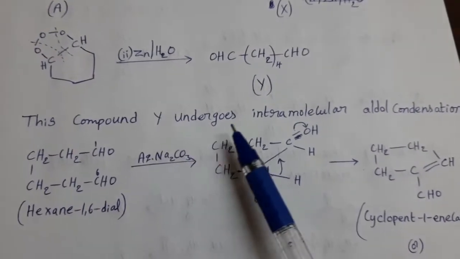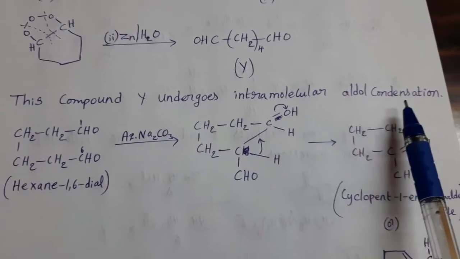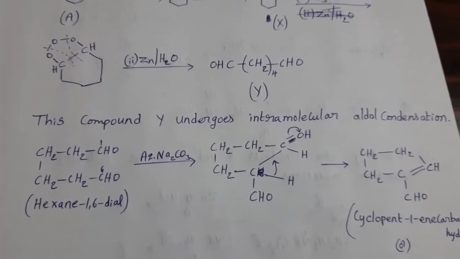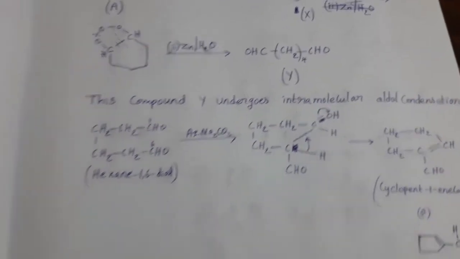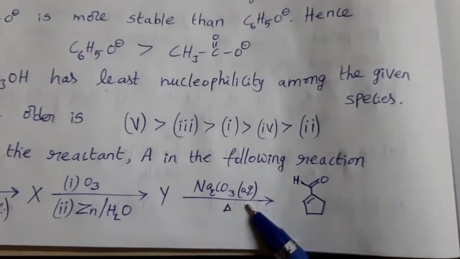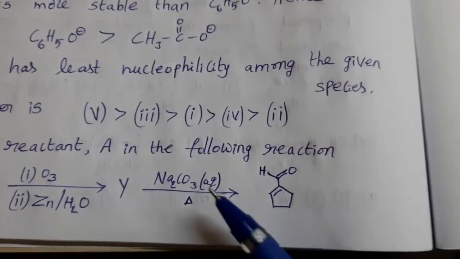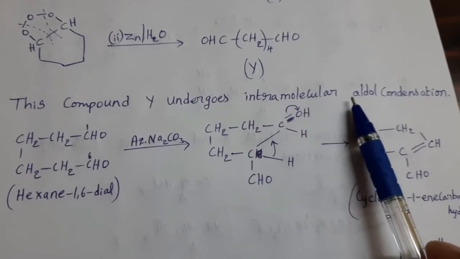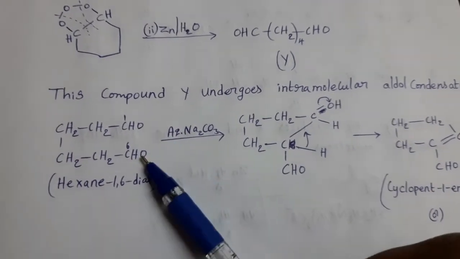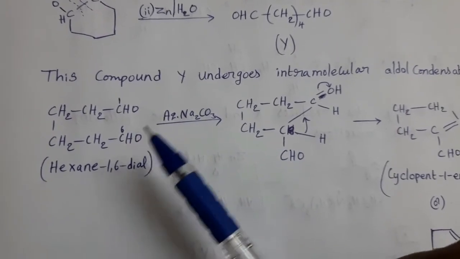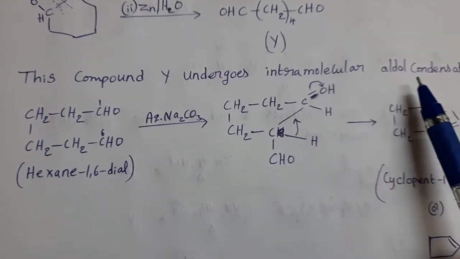Now this compound Y undergoes intramolecular aldol condensation. You may get a doubt: how can we say it undergoes intramolecular aldol condensation? Because the given reagent is aqueous Na2CO3. In the question, compound Y is treated with aqueous Na2CO3, and we can get this structure. This reagent being present means we have to understand that this reagent is used in intramolecular aldol condensation. Now within the same compound, aldol condensation takes place. That's why it is called intramolecular aldol condensation.